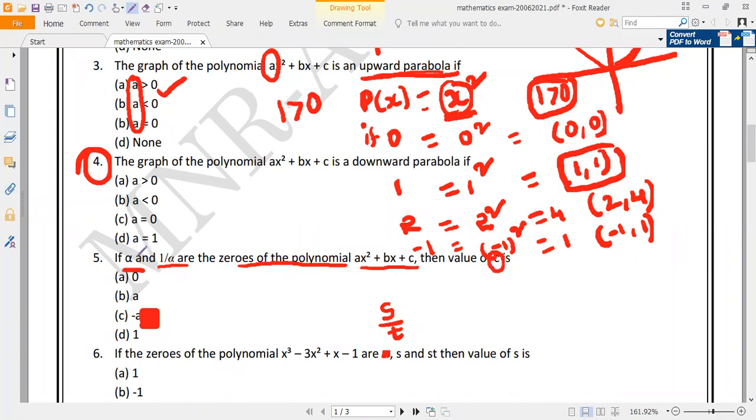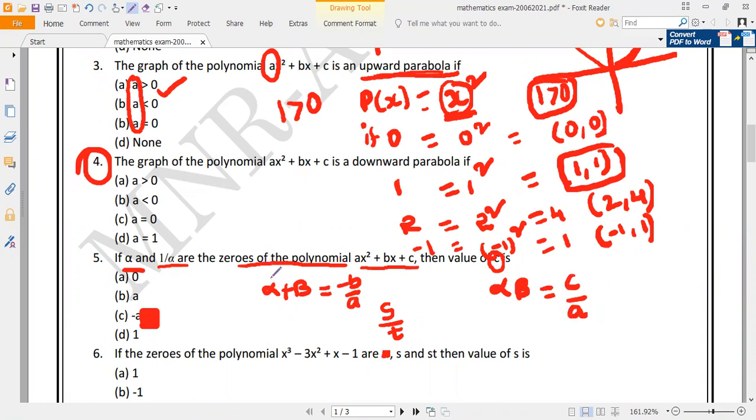So here given zeros alpha and 1 by alpha. We know the relationship between zeros and coefficients. Sum of zeros alpha plus beta is equal to minus b by a. Product of zeros alpha beta is equal to c by a.